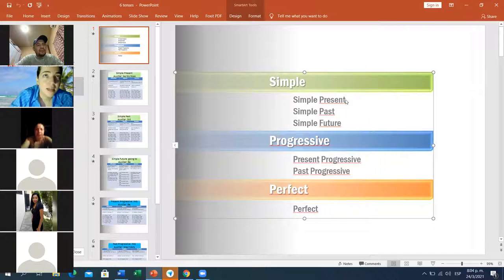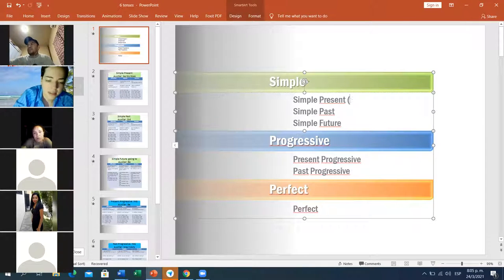Okay. I usually start my classes at 8 p.m. Or usualmente empiezo mis clases a las 8. But basically, it is talking about something about the habits. Refiriéndonos a habits. Y utilizamos el verbo, pay attention.